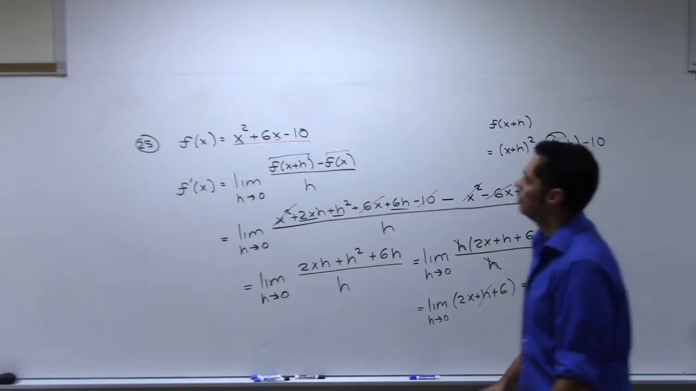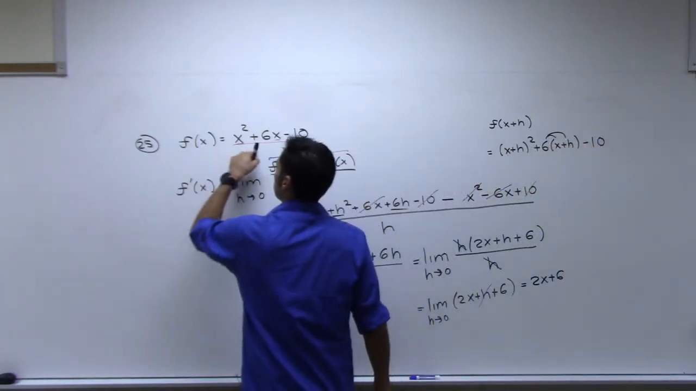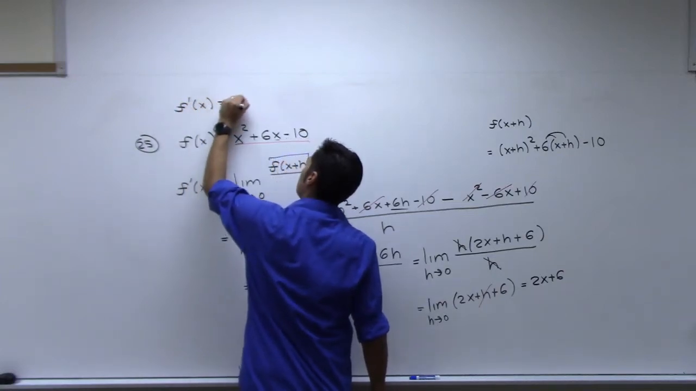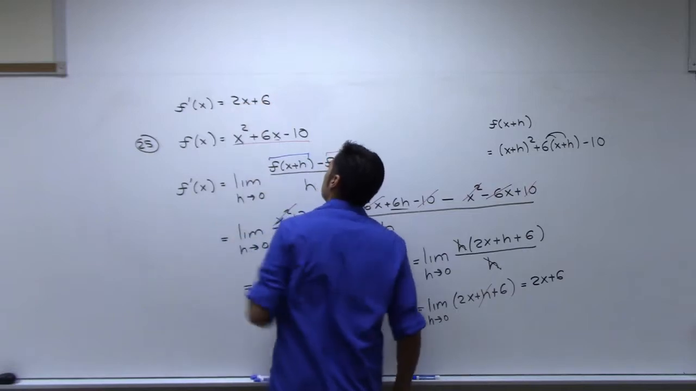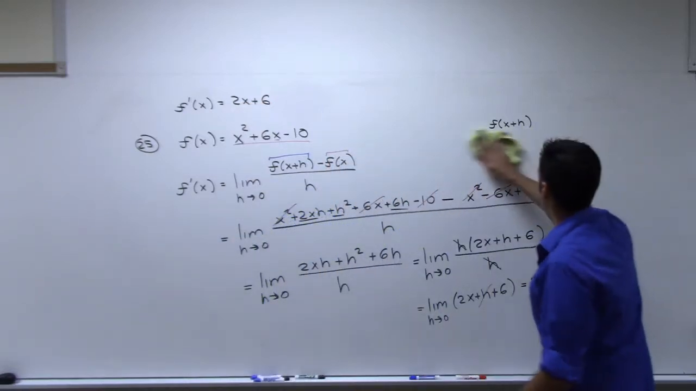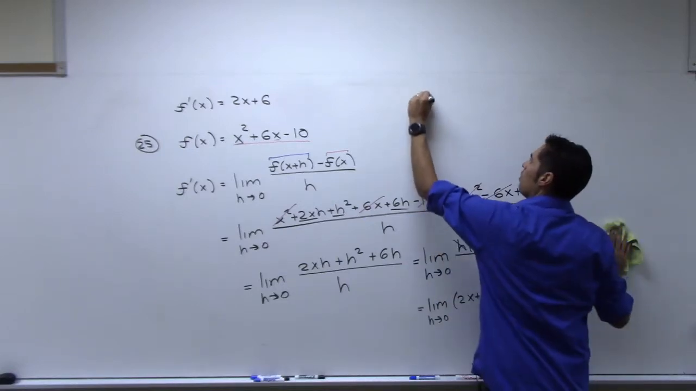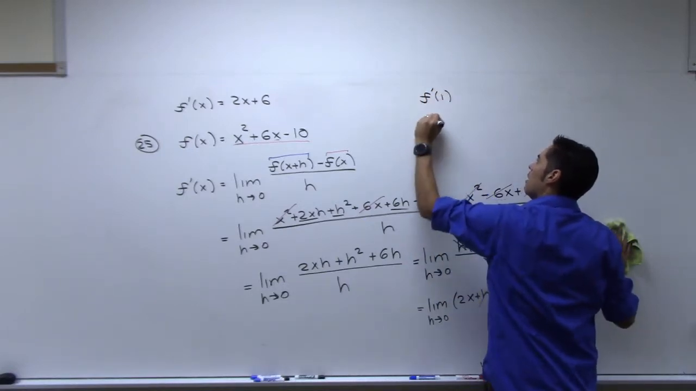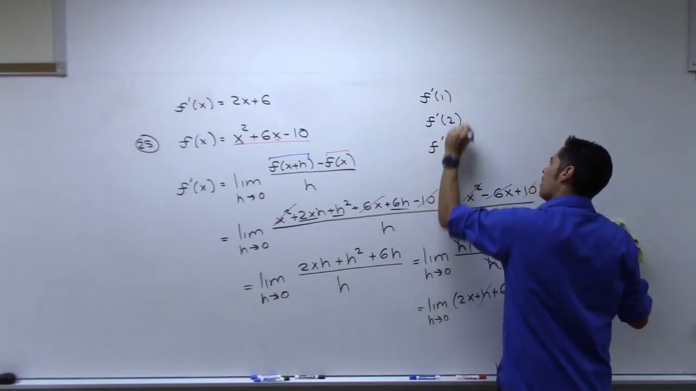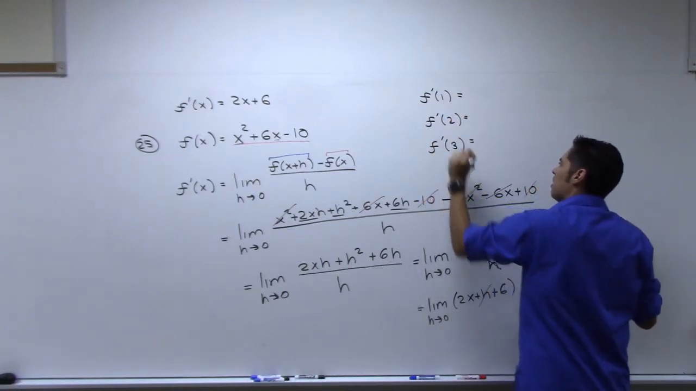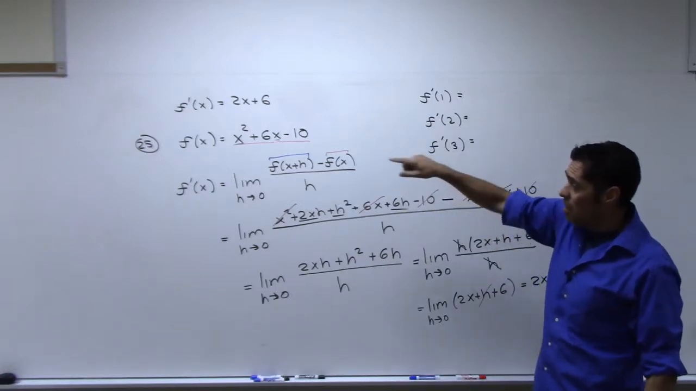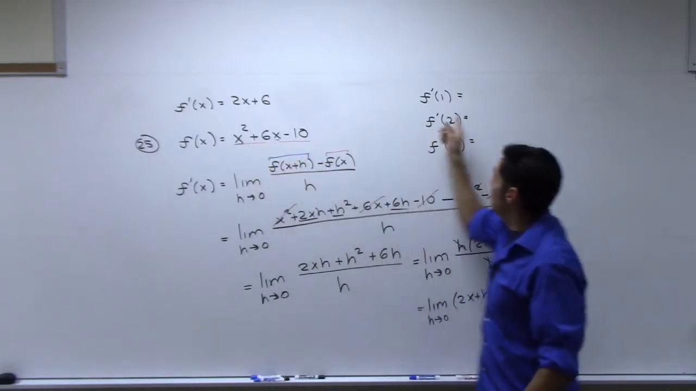Okay, so here's what I know. This is the original function, but its derivative is 2x plus 6. Now I can use that to answer the other questions in the problem. The other questions were f prime of 1, f prime of 2, f prime of 3. So these things will give us the actual slope of the tangent line of this function at those specific points.